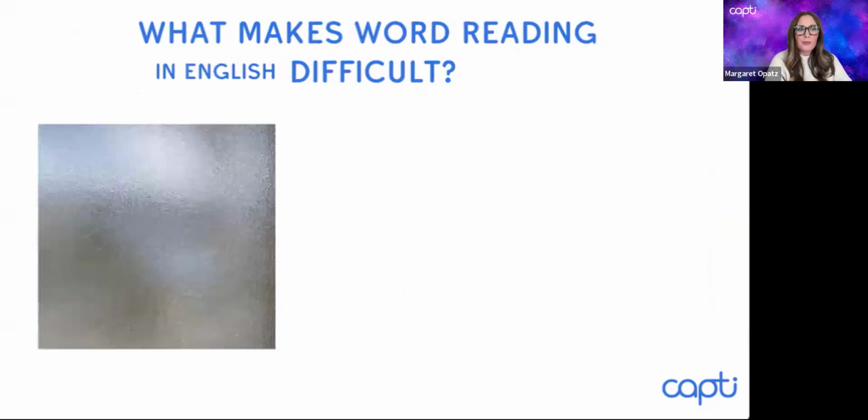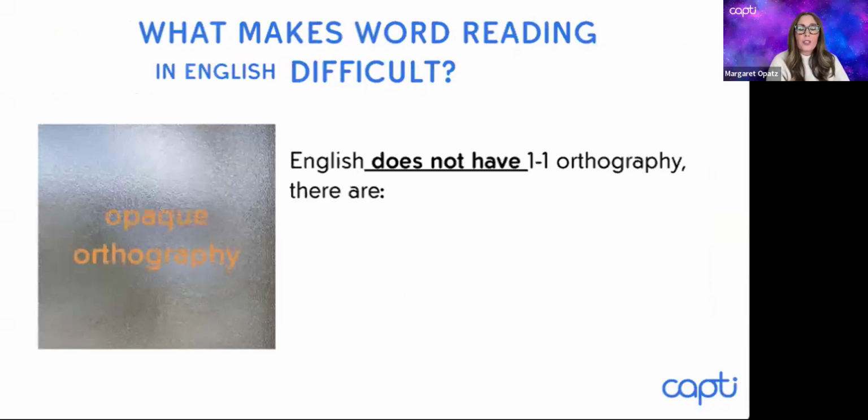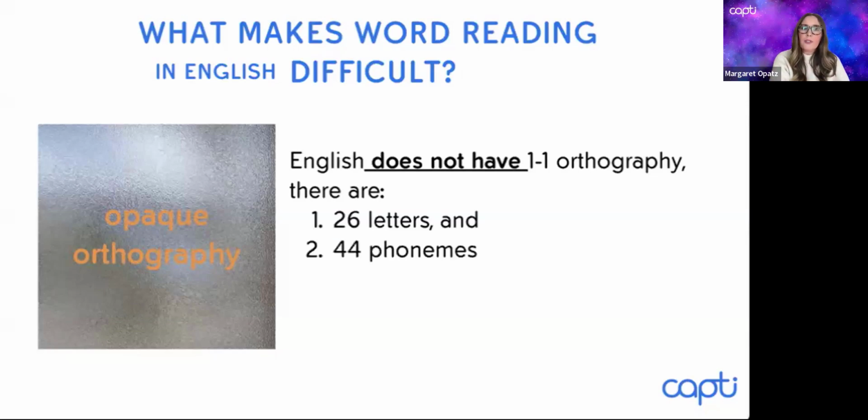First of all, English is not transparent. We have an orthography that is opaque. And this means that we don't have that one-to-one letter-to-sound correspondence. In English, there are 26 letters, but there are 44 phonemes, or sounds. So this starts to create an issue.